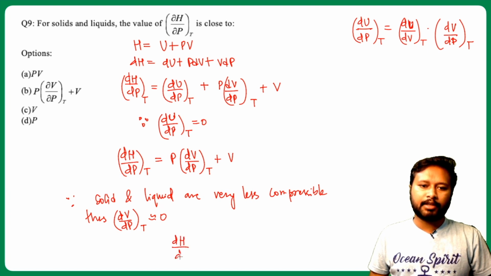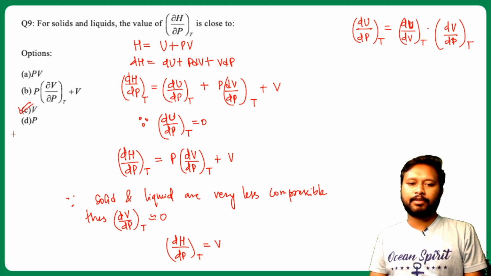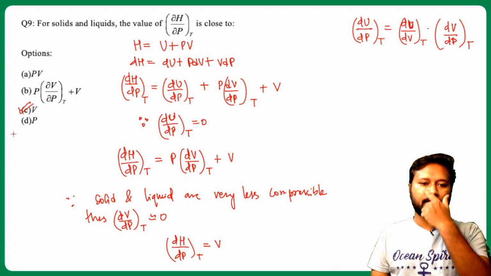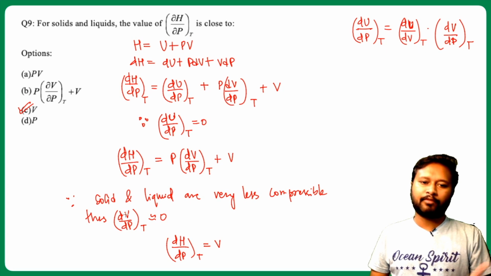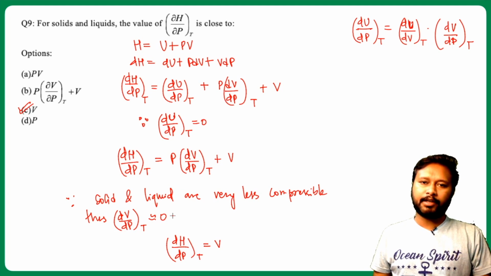That makes dH by dP at constant T equal to V, and your option number C becomes the correct choice for this. All right. So there are 2-3 assumptions, or you can say 2-3 points, which we are putting over here. One is that the variation in volume with respect to pressure for solids and liquids is very less. You can consider it equal to 0.